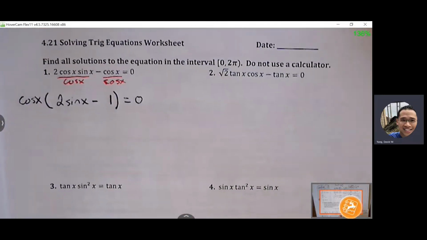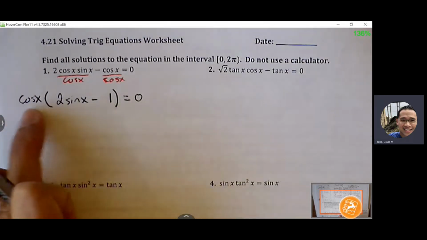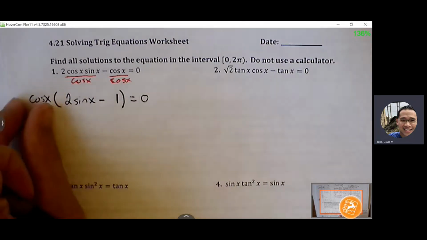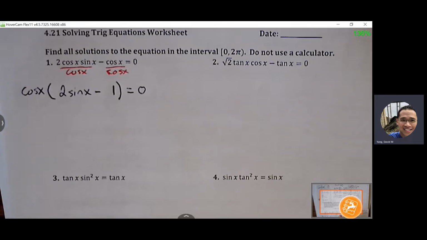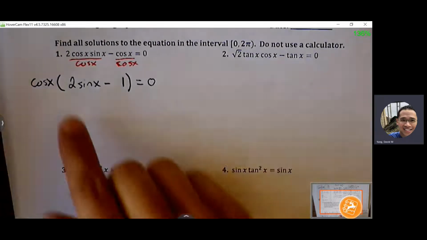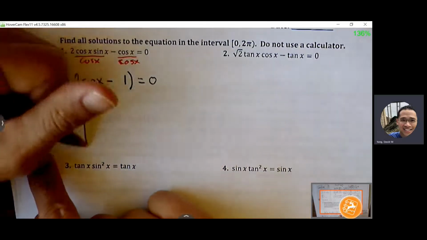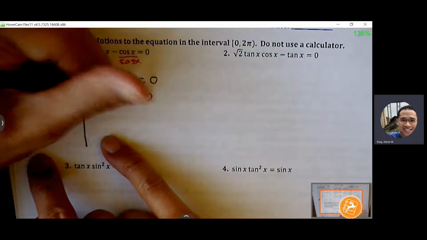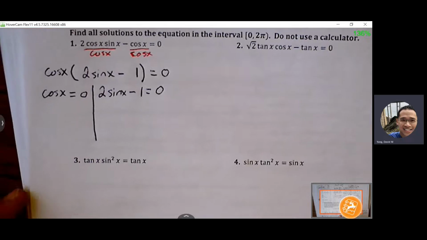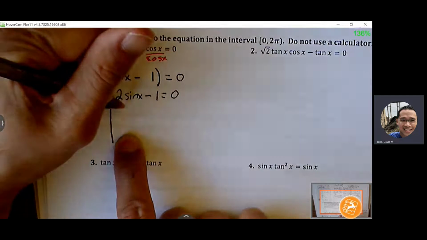Okay, so now that we have 0 showing on one side of the equation and everything is factored, we can find our solutions from both sets, right? We can set cosine of x equal to 0. We can set 2 sine of x -1 equal to 0. And now we're going to look for all of the solutions that land on the unit circle. Okay, cosine of x equals 0. And 2 sine x -1 equals 0. Let me just clean this up as far as I can go here. I can add 1 to both sides.